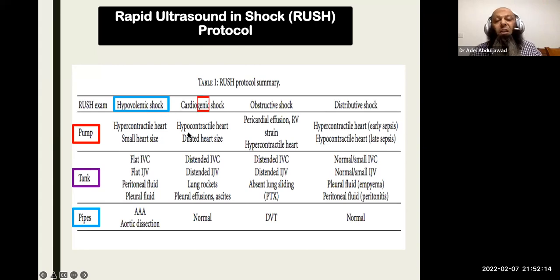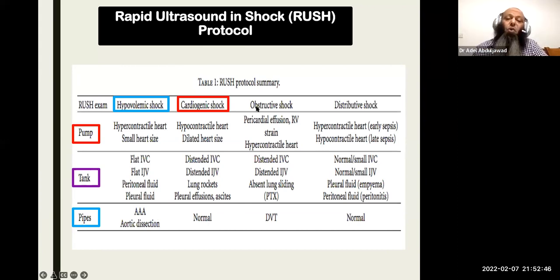While in cardiogenic shock, you will assess the pump, the tank, and the pipes. On the reverse, or contrary, you will find a hypocontractile heart, you will find a dilated heart size. By eyeballing, you have a low ejection fraction. You go for the tank, you will have the IVC distended, and you may have some pleural effusion or some ascites if the patient has advanced heart failure. If you go for the pipes, here the aorta usually is normal.